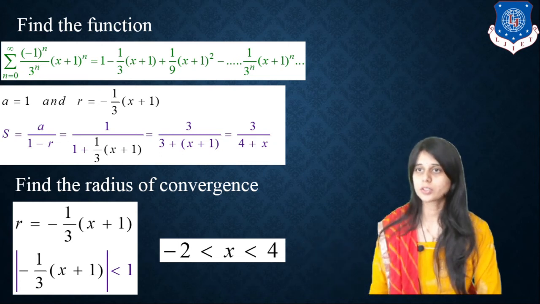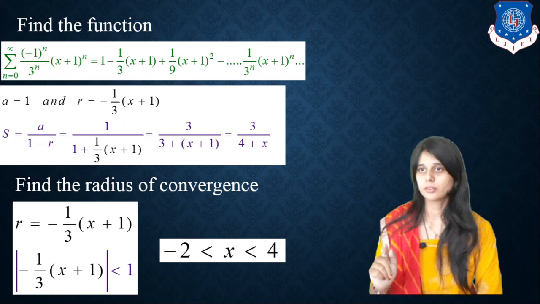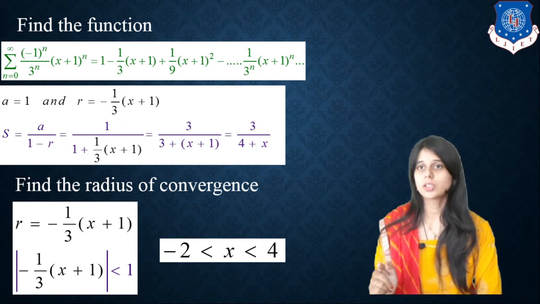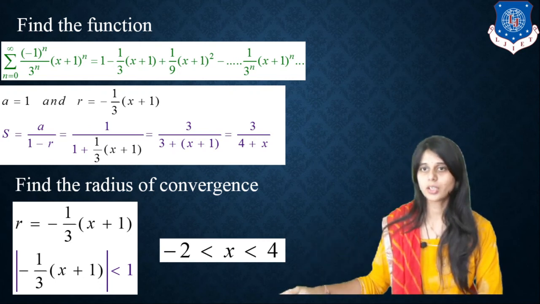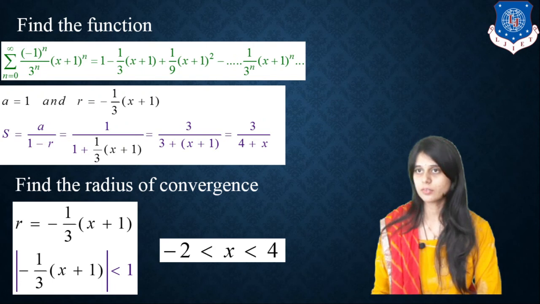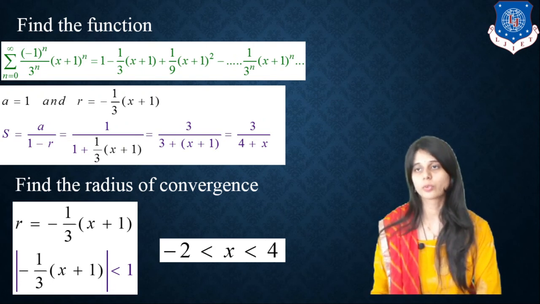So find the radius of convergence. What is the radius of convergence? If we take r equal to minus 1 by 3 times x plus 1, by the geometric test it is convergent if modulus of r is less than 1. So we take modulus of r less than 1. We get the x interval minus 2 and 4.